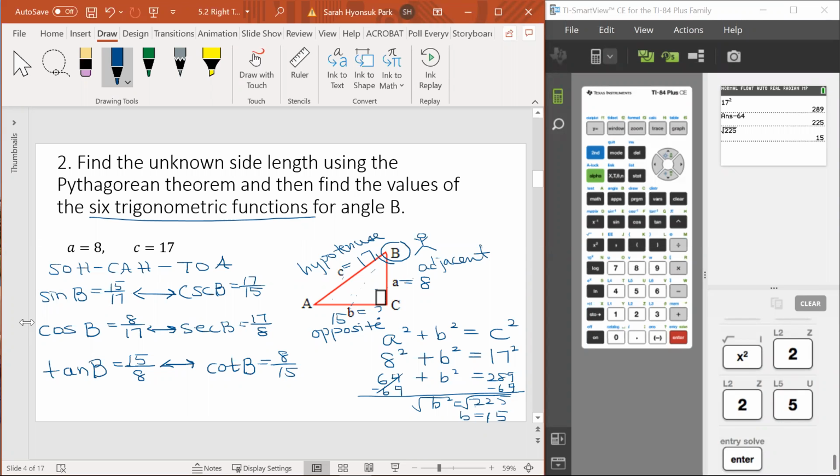Okay, so this was done in steps. First, we used the Pythagorean theorem to find the missing side. And then we had to locate, depending on which angle we were at, the opposite side, the adjacent side, and the hypotenuse, and then figure out the ratios of the 6 trig functions. Okay, let's take a look at the next example.